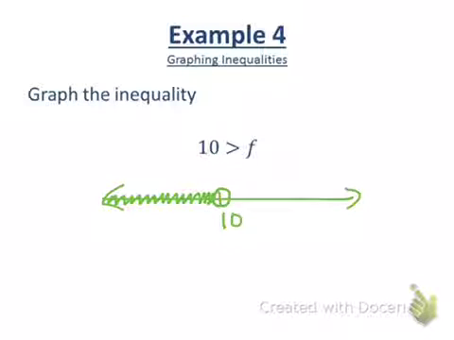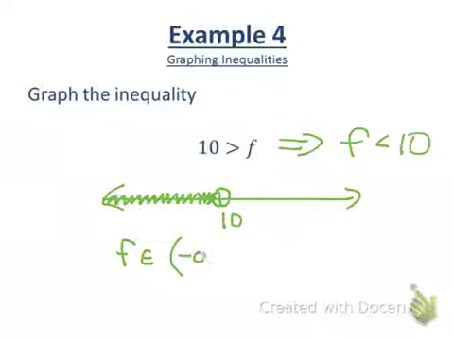That's right. 10 is bigger than f is the same thing as saying f is less than 10. So you've got to be really, really careful with how you graph those. Now, the interval notation would be f is an element of parentheses, negative infinity up to 10, and another parentheses.